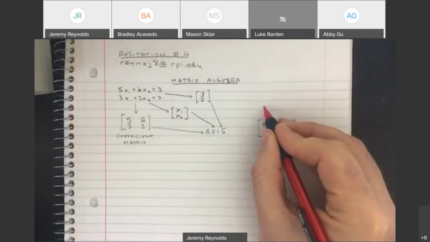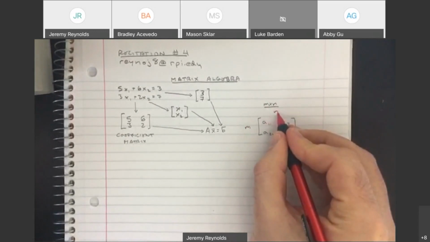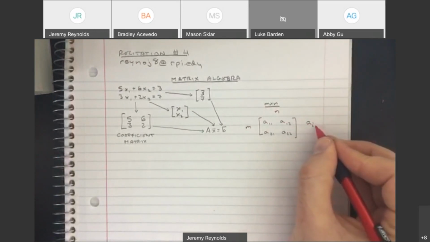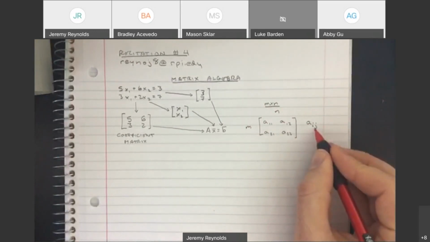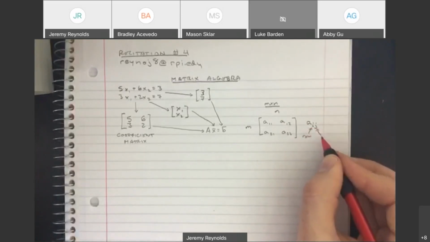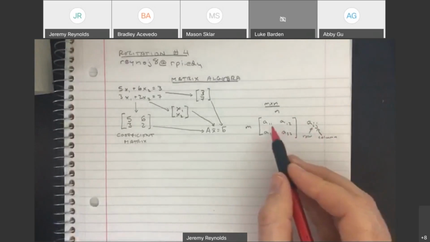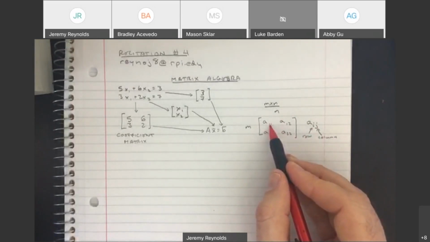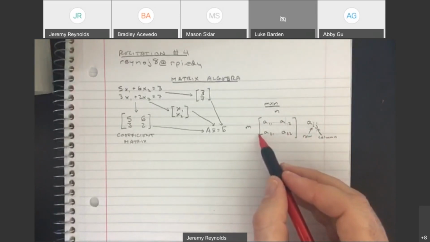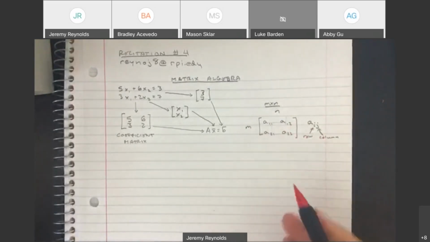Where this is an m by n matrix. There are m rows and n columns. And you'll often see Aij written. When you see ij, i refers to the row, j refers to the column. So you'll notice that A11 is the first row, first column. A12, first row, second column. A21, second row, first column. A22, second row, second column. So that's just some notation to make sure everybody's familiar with.